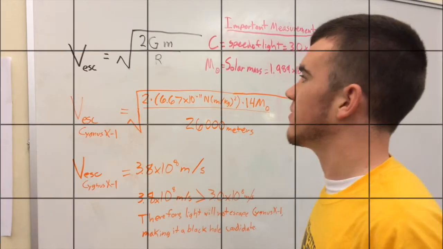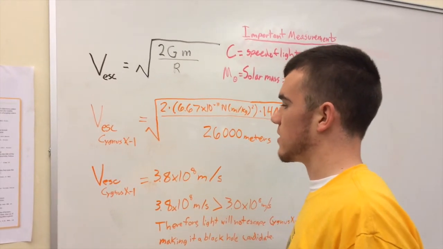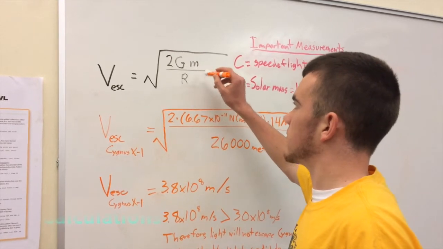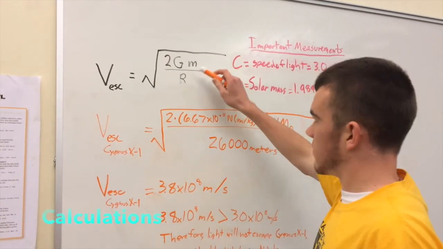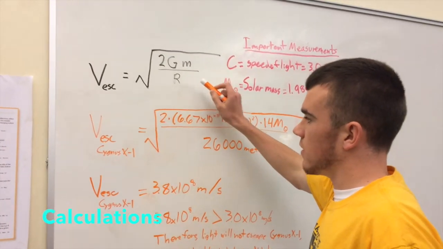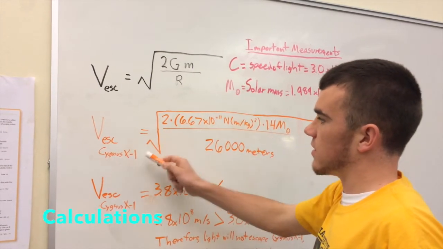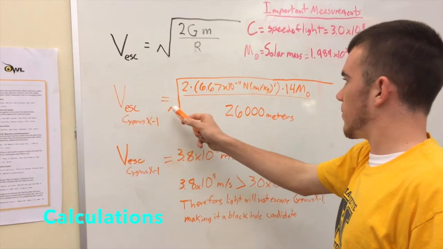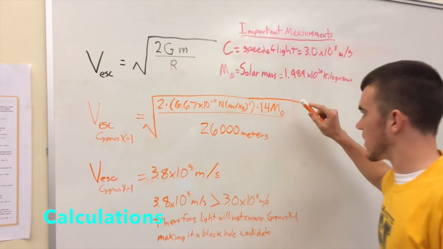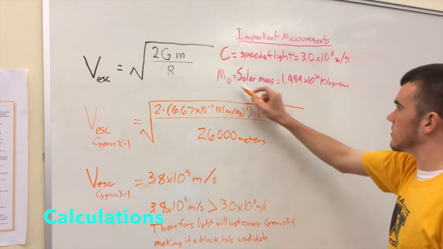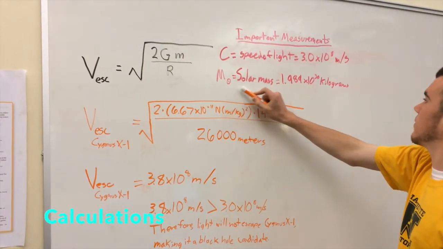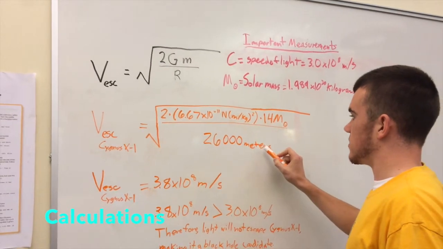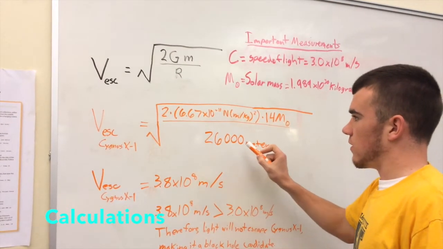To find the escape velocity of a black hole, we can use the escape velocity equation that we figured out in class: the square root of 2 times the gravitational constant times the mass of the object over the radius of the object. We chose the black hole Cygnus X1 for our calculations. Therefore, we plugged in the mass of Cygnus X1, which is 14 times the solar mass, here in our important measurements category, and 26,000 meters is the radius of this black hole.